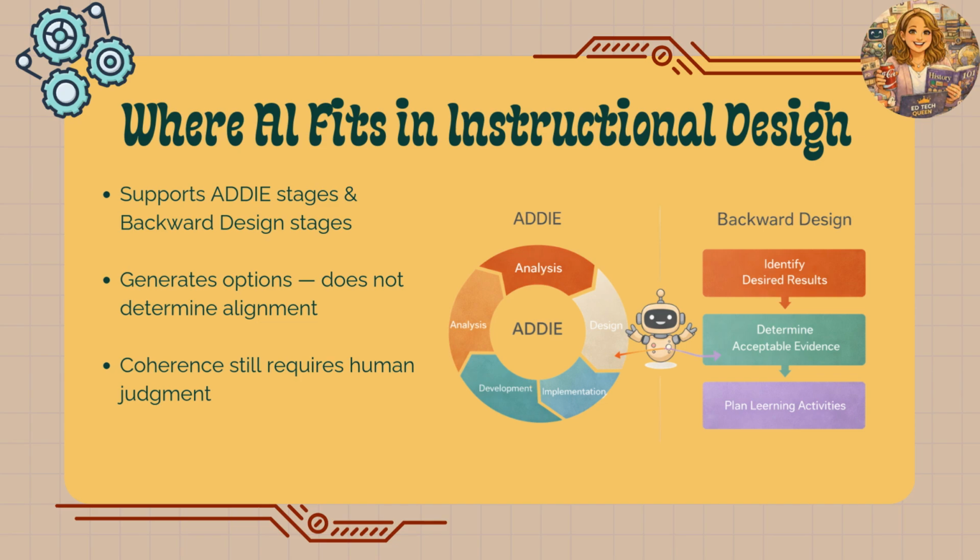But here's the key point. AI can generate options. It cannot determine alignment. Coherence still depends on us as educators. It depends on whether the objective, assessment, and activity are intentionally connected. AI can move us faster, but it doesn't replace instructional reasoning.